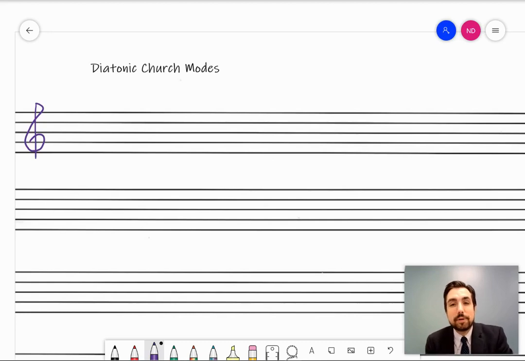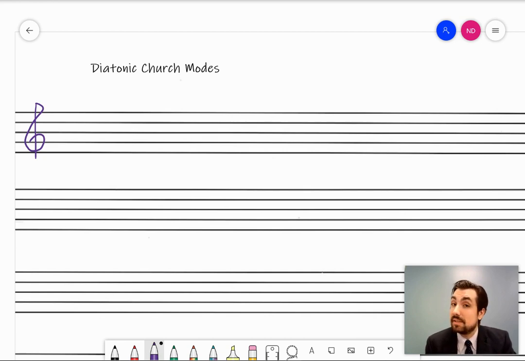Hi everyone, in this video we're going to be talking about the diatonic church modes, or for short you can call them the modes. So let's break down the terms first. Diatonic is a term that means belonging to a key. If a pitch is diatonic, it belongs in a key. So say the pitch A is diatonic to G major, but the pitch A sharp is not diatonic to G major. It's what we would call chromatic. So diatonic, belonging in a key.